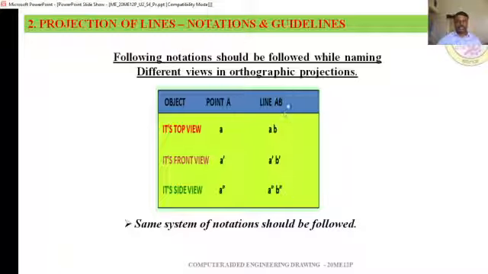The actual line in space is represented by capital AB, while in top view it will be small ab, in front view a dash b dash, and in side view a double dash b double dash. So the same system of notations should be followed.